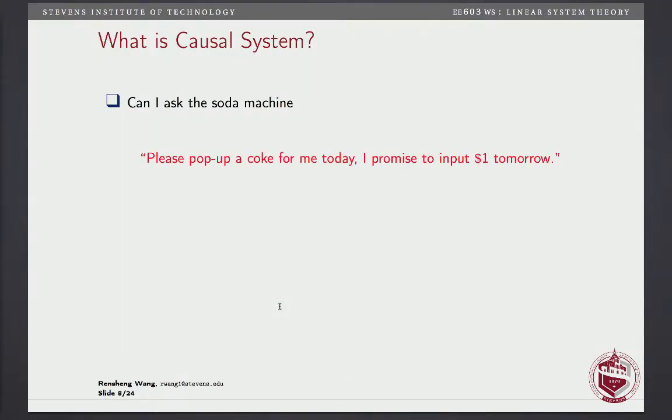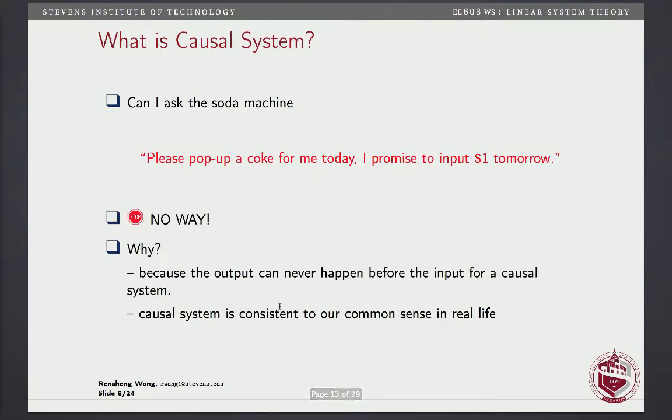Let's think about what a causal system is. Let me ask you this way. Can I ask the soda machine, hey, please pop up a Coke for me? I want the Coke today, but I promise to input $1 tomorrow. No, usually there's no way, right? Because the soda machine is a causal system. A causal system means I only care about how much you put in now. I don't care about what you put in the future. So the output can never happen before the input for a causal system.